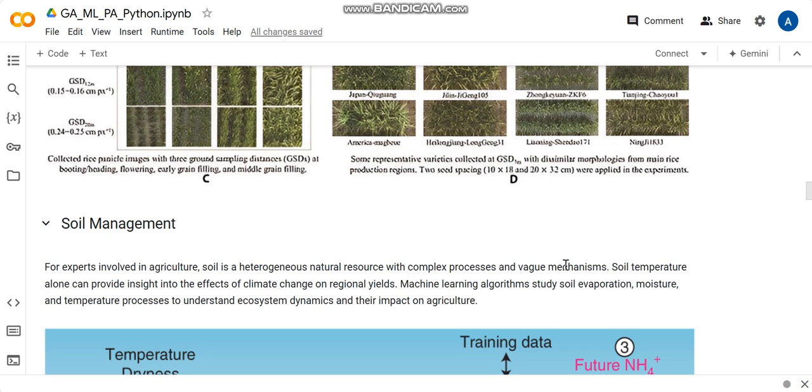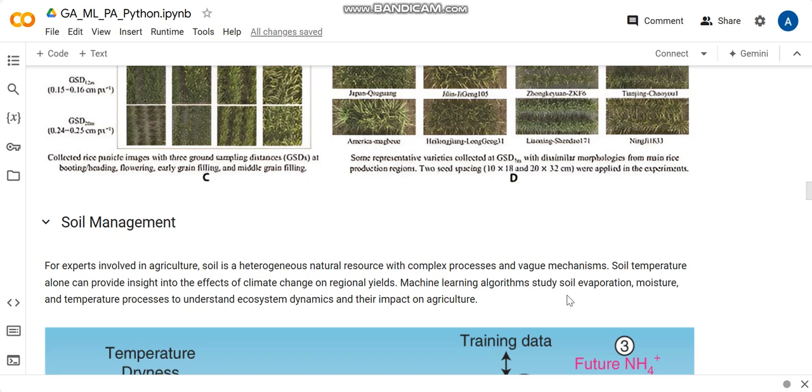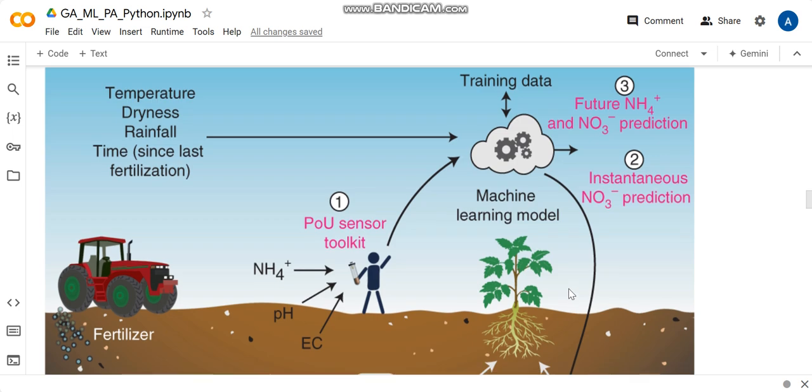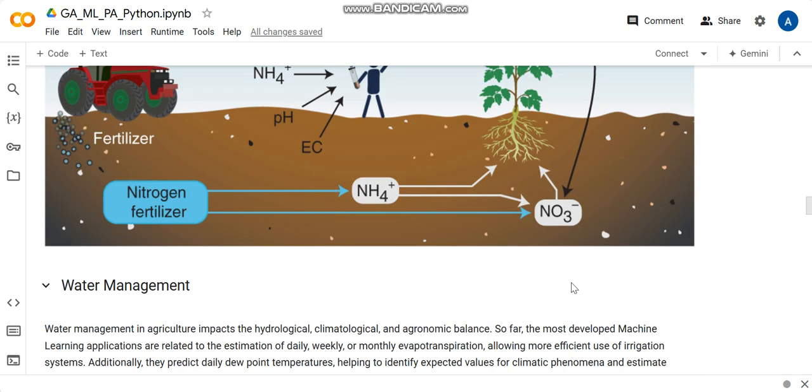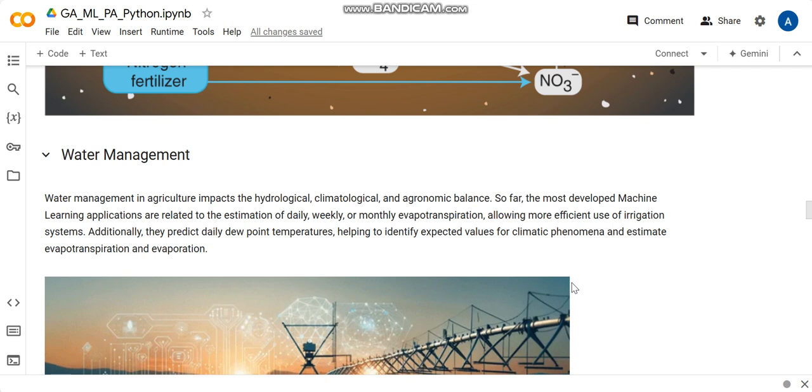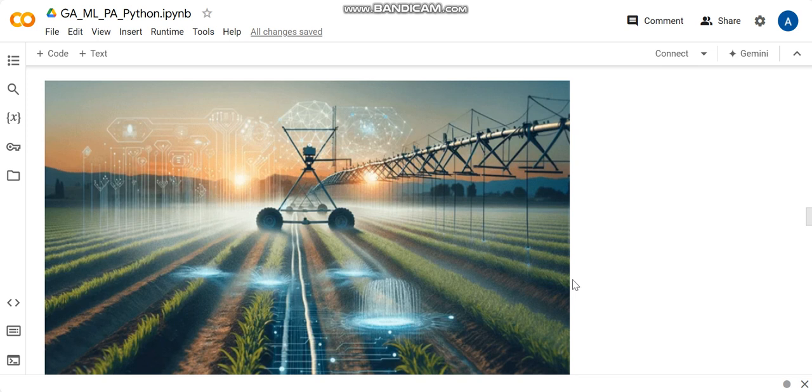The next is soil management. Soil management is a complex resource. Machine learning aids in understanding soil dynamics by analyzing moisture, temperature, and evaporation, which are crucial to predicting crop growth and effects of climate change. Next is water management. Efficient water use is critical in agriculture. Machine learning helps predict evapotranspiration rates, optimizing irrigation systems, and conserving water resources.